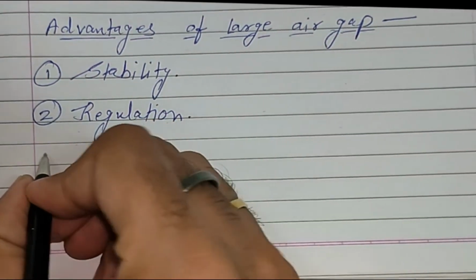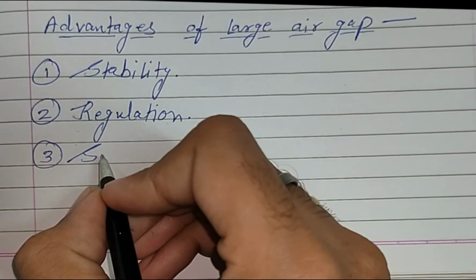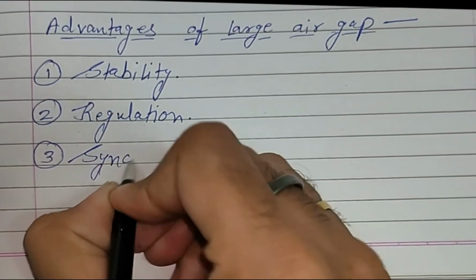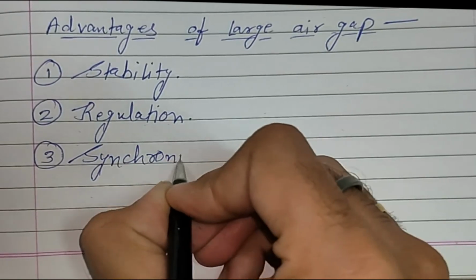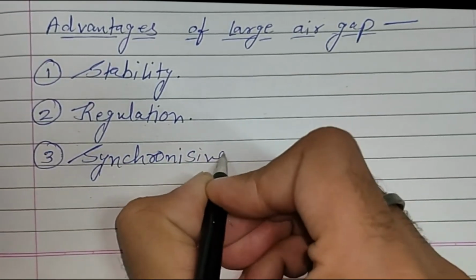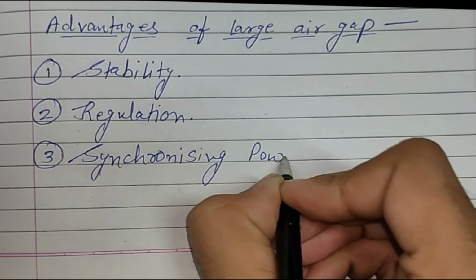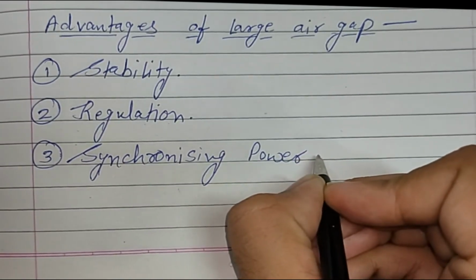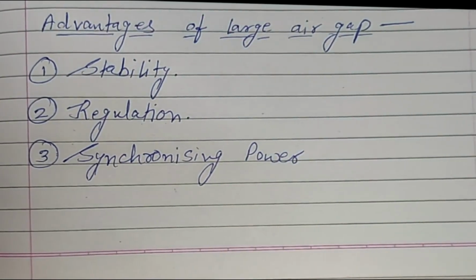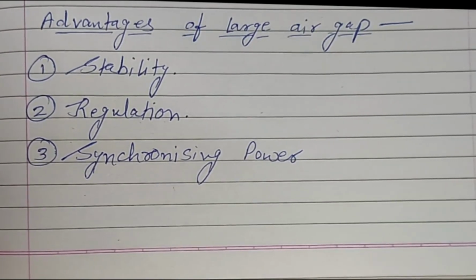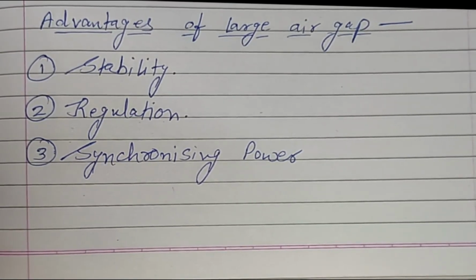The third point of discussion will include synchronizing power. So higher synchronizing power makes the machine less sensitive to the load vibrations, and which could be achieved by the larger air gaps.